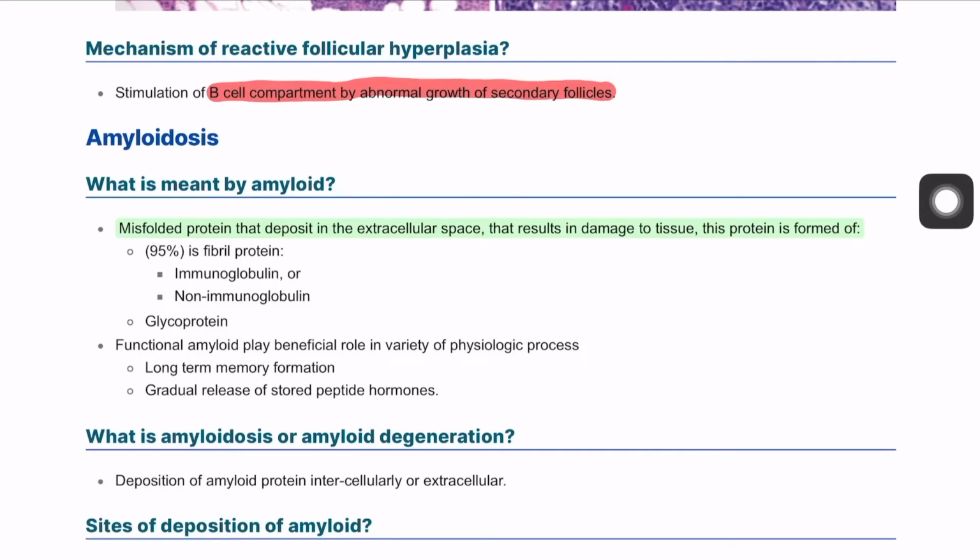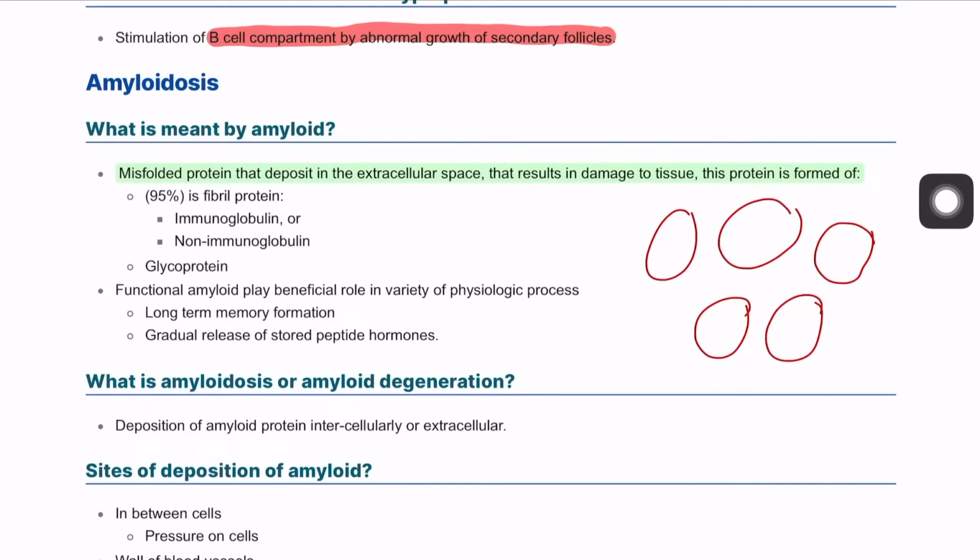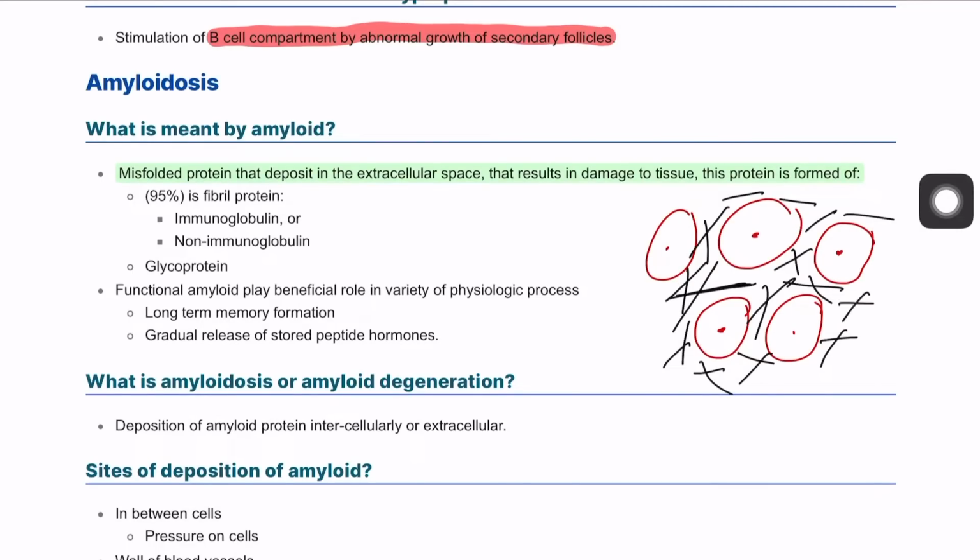What is an amyloid? An amyloid is usually a misfolded protein that deposits in the extracellular component. So if you have a tissue which contains multiple cells, and these are the nuclei of each cell, amyloid is a fibril protein, misfolded, that joins together in a haphazard way. So you will have multiple proteins on the outside of each cell that join together and are misfolded. Just like that. So this is what an amyloid is on pathology or histology.